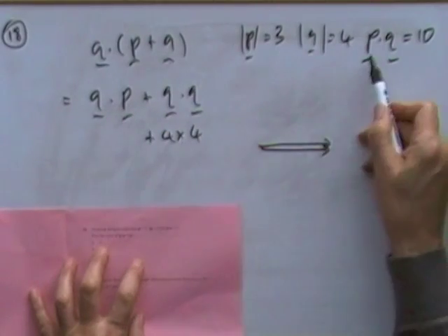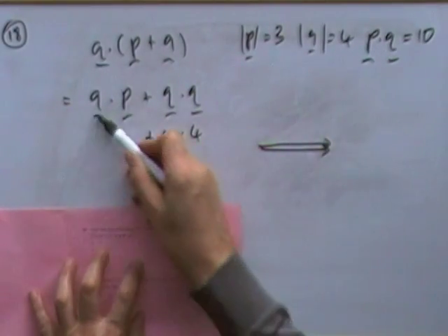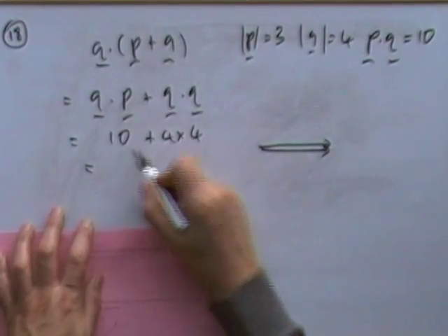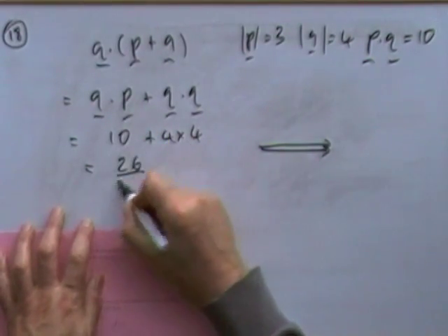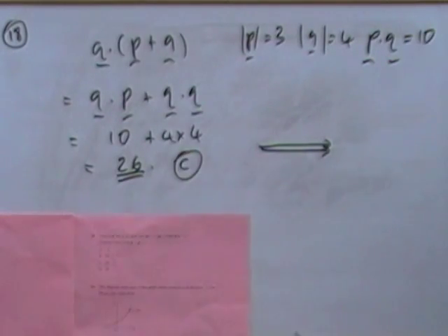Q dot p, p dot q. It doesn't matter which way around you multiply numbers. Q dot p is the same as p dot q, so I knew that that part was 10. So I've got 10 plus 16 is 26. So the answer for 18 then will be C.